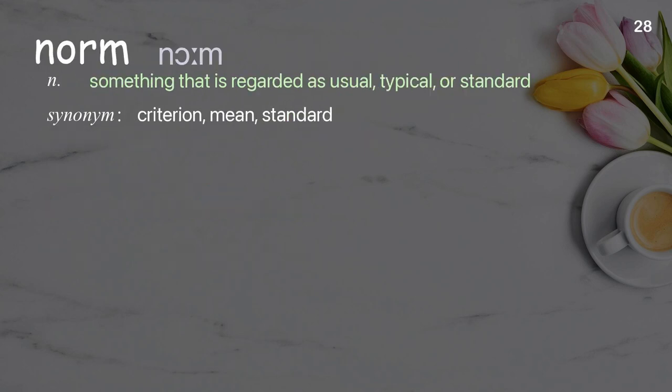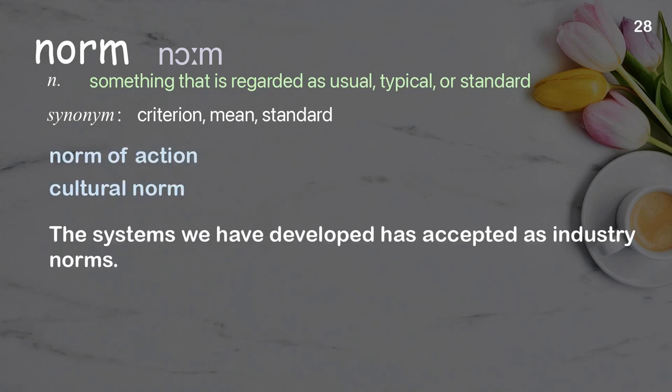Norm. Something that is regarded as usual, typical, or standard. Examples: norm of action. Cultural norm. The systems we have developed has accepted as industry norms.